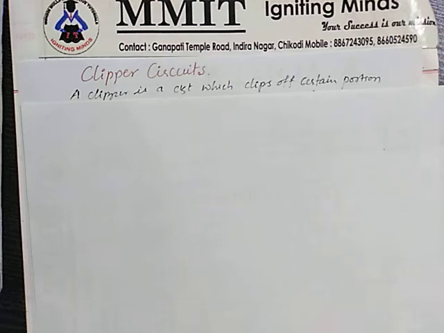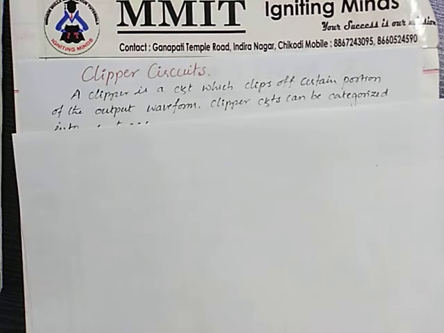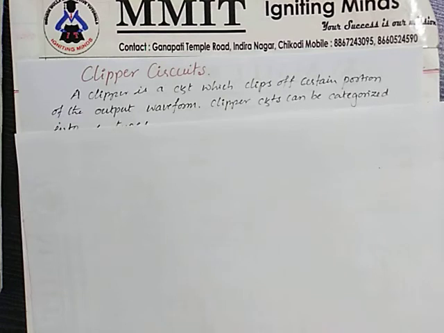Friends, in this video let us see the different types of clipper and clamper circuits. Clipper circuits. A clipper is a circuit which clips off certain portion of the output waveform. Clipper circuit can be categorized into four types.